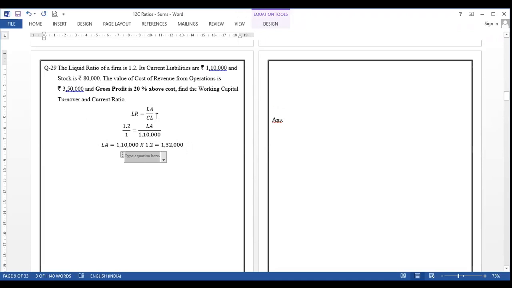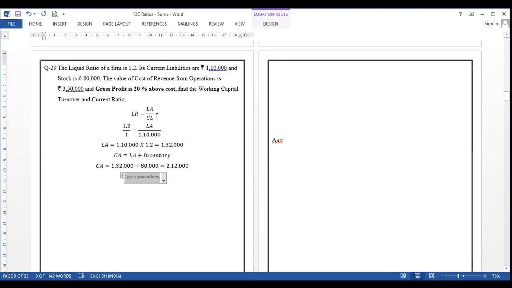Stock is 80,000. Liquid asset is there with us. Then we will add stock to liquid assets and we will get current assets. Liquid assets plus inventory. Let us place these values. Liquid asset is 132,000 and stock can be seen as 80,000. So 132 plus 80 is 212. Okay, current asset has come, current liability we have, so we can calculate the current ratio over here at least.